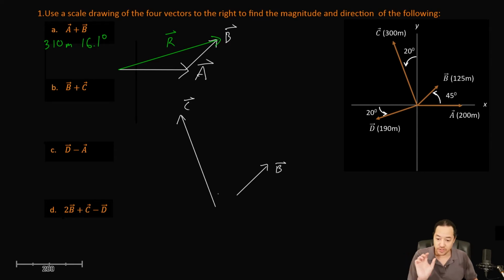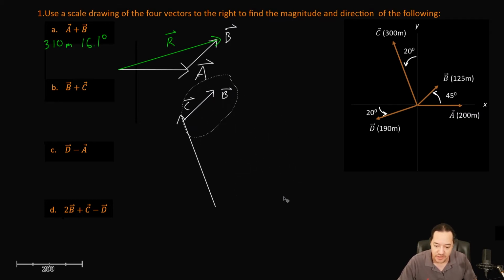Okay, so now we need to add these two together. And remember, addition is commutative, so it doesn't really matter which order you put this in. I'll just grab vector B right here, and I'm going to move it up to the head of vector C like that. And now I'm going to draw the resultant vector.